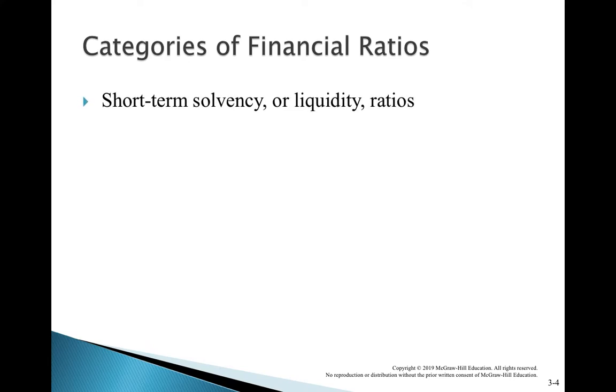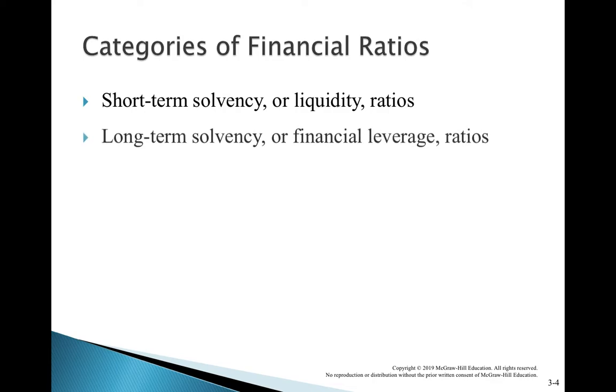So different categories of ratios are there, as I was giving you the examples of profitability ratios, liquidity ratios, market value ratios, solvency ratios, turnover ratios. First one is short-term solvency or liquidity ratios. The first category of ratios, very important, short-term solvency or liquidity ratios.